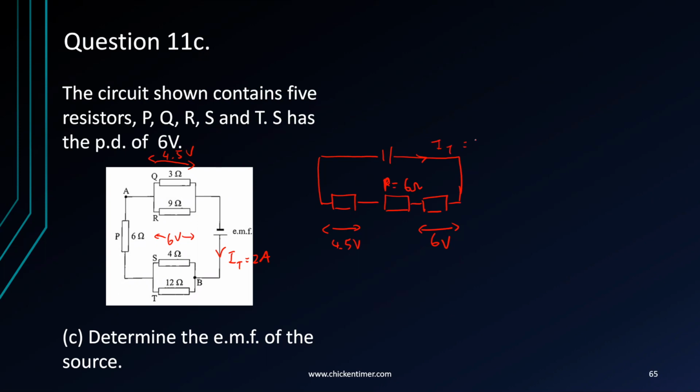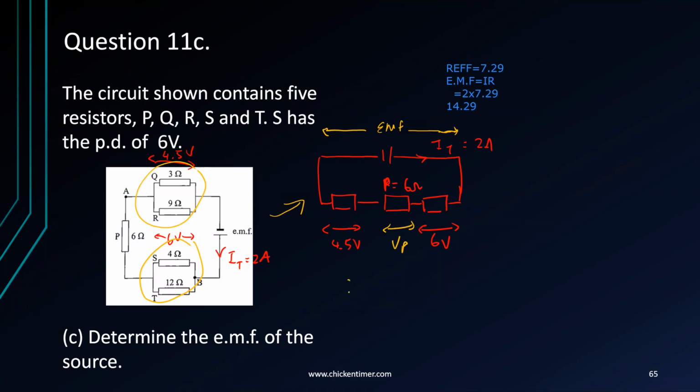Then current 2 ampere. 1 over 3 plus 1 over 9 plus 1 over 4 plus 1 over 12. I told you these 4 are not in parallel already, so you don't have to use that. And I gave you this drawing, you see. So the EMF here, you see the EMF? That EMF, if you look at this diagram, means it's 4.5 volts plus the VP plus the 6 volts, because the EMF is parallel to these 3 resistors. And this one is this one, and this one is this one.